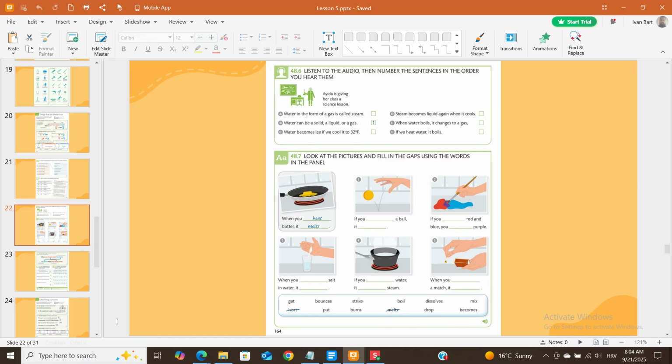48.7 Look at the pictures and fill in the gaps using the words in the panel. When you heat butter, it melts. If you drop a ball, it bounces. If you mix red and blue, you get purple. When you put salt in water, it dissolves. If you boil water, you get steam. When you strike a match, it burns. Words: steam, get, bounces, strike, boil, heat, put, burns, melts, dissolves, drop, mix, becomes.